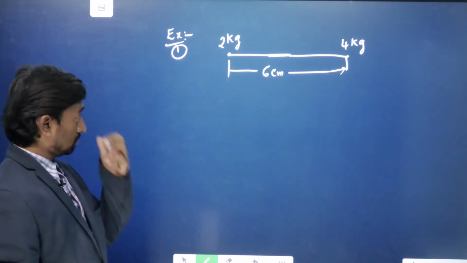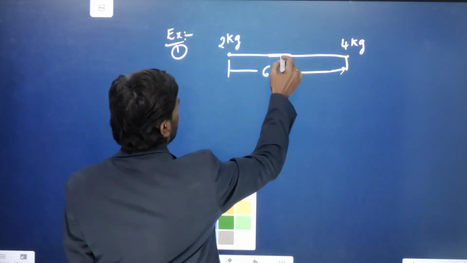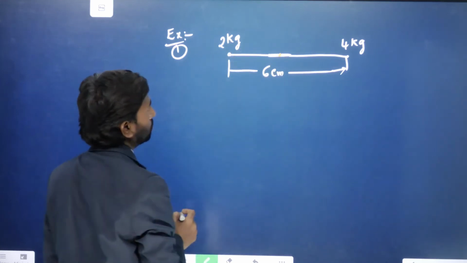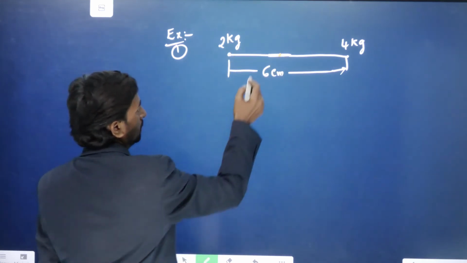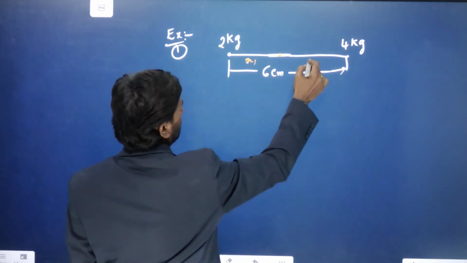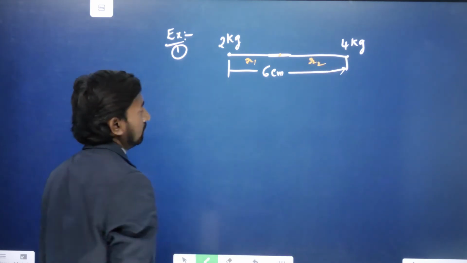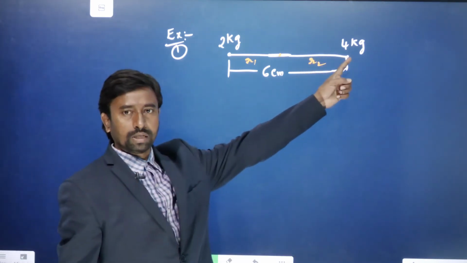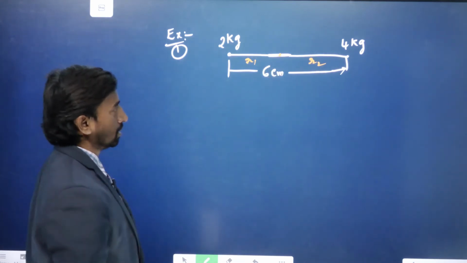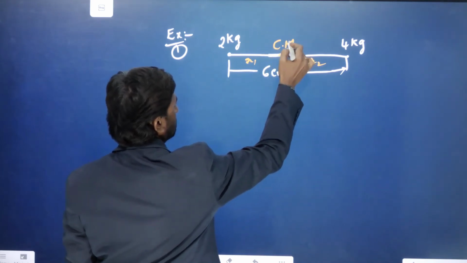So let us consider at this point, from the first particle, the 2 kg mass, at a distance r1, and this is r2 distance from the second mass, means from the 4 kg mass of the body. So this is the center of mass, you consider there.